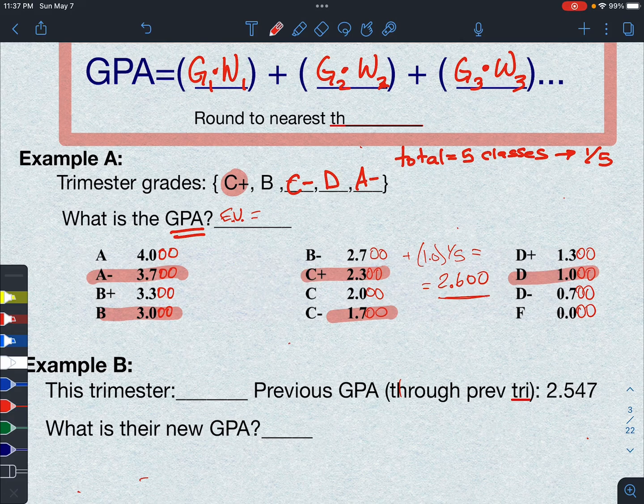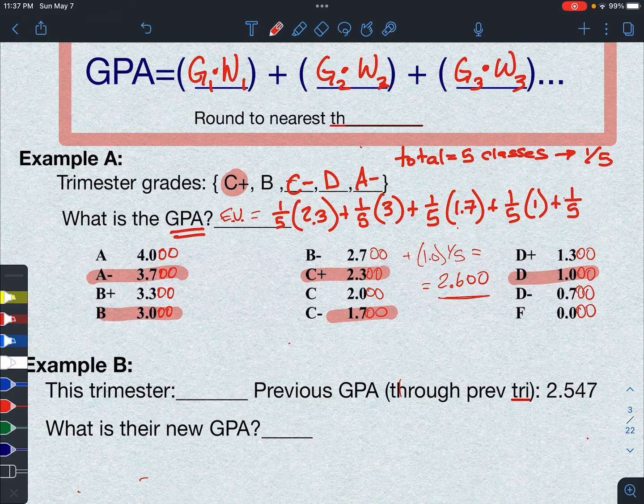All right, so here's how we'll write it out. To get the expected value, we're going to take 1/5 times each of these grades. So I'll start with the C plus. We have a 2.3 plus 1/5 times a 3.0 plus a 1/5 times a 1.7 plus a 1/5 times a 1.0 plus a 1/5 times a 3.7.